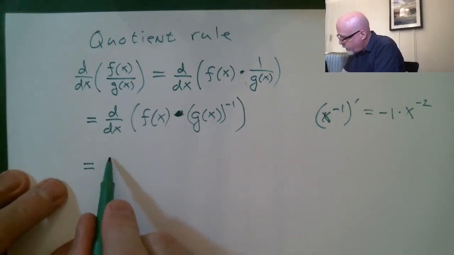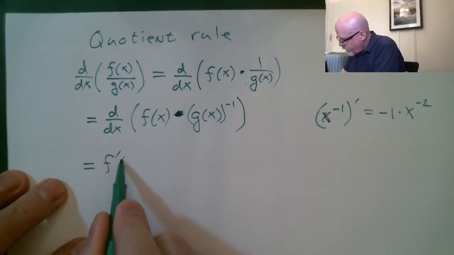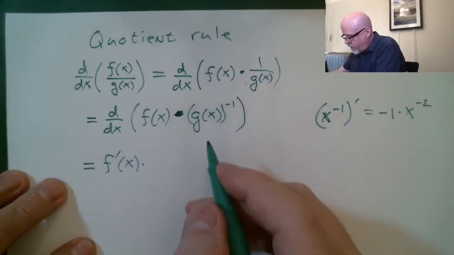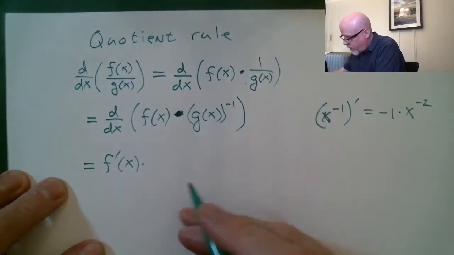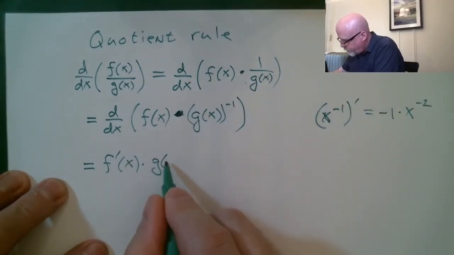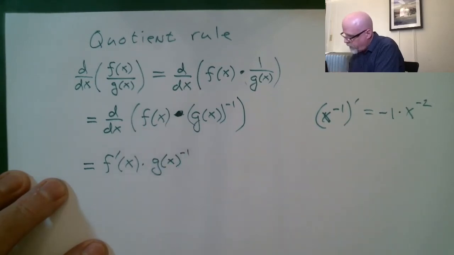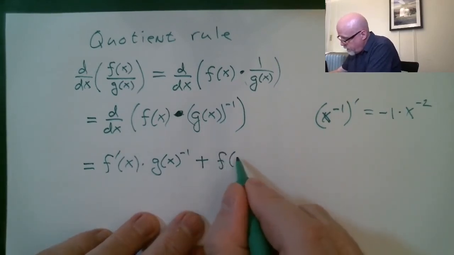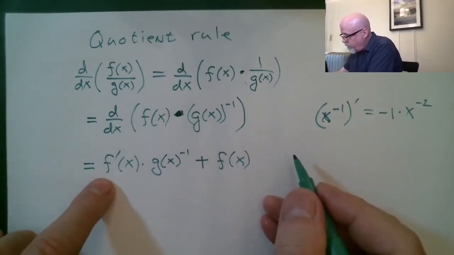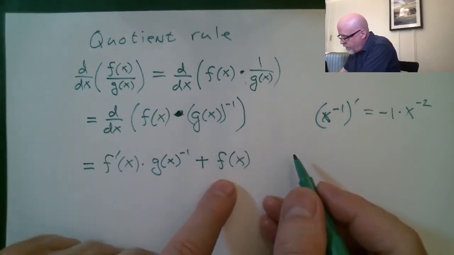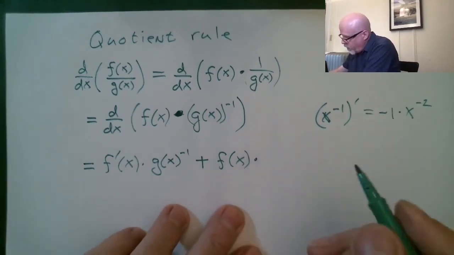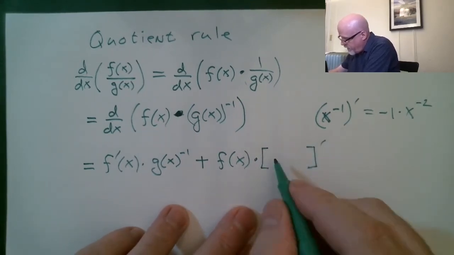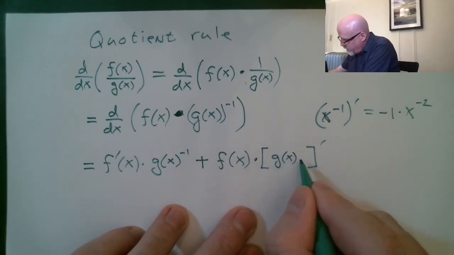All right, so it's going to be f prime of x times g of x. But g of x is this whole thing. It's actually g of x to the minus 1 power. We'll just write it like that. Plus f of x. Remember, we have f prime, then g, and then we have f, then g prime. And right now, all I'm going to do is say we need to take the derivative of that thing, g of x to the minus 1.